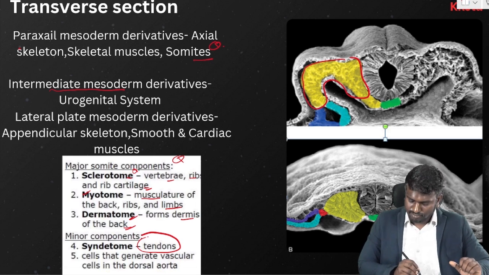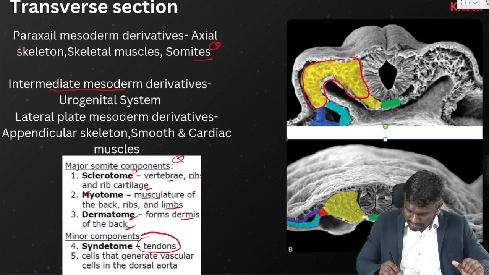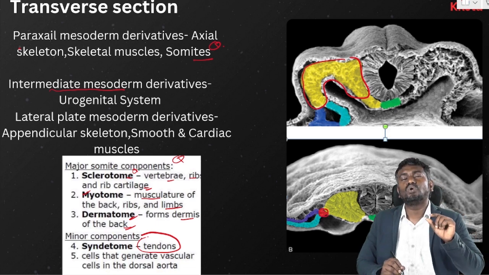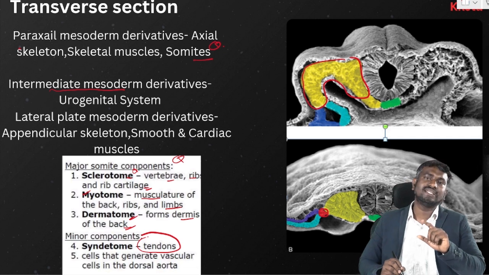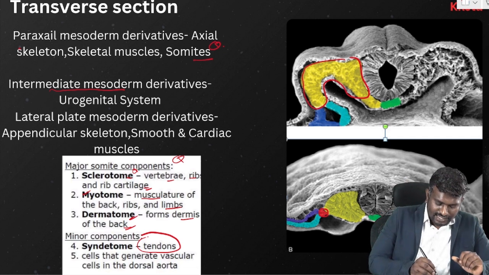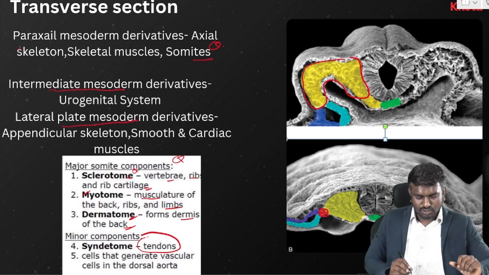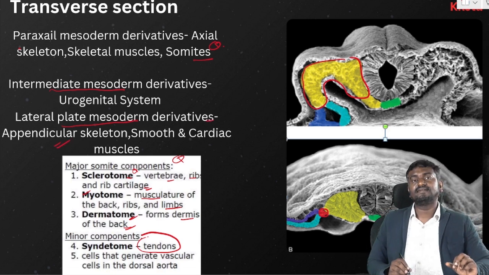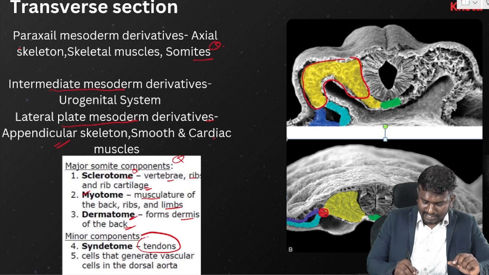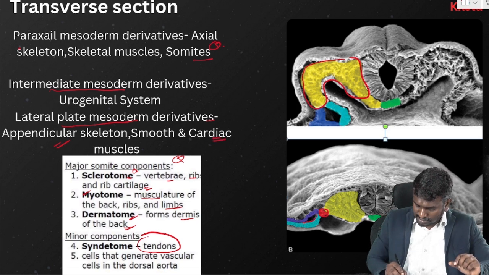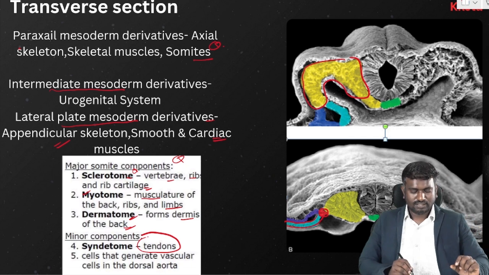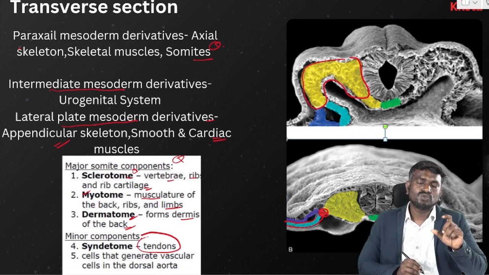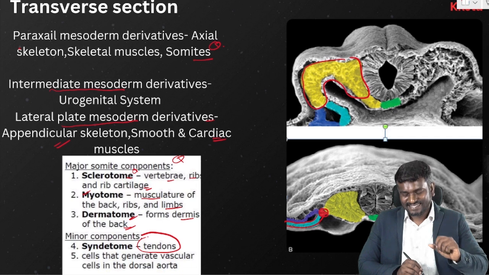Now, intermediate mesoderm, very important. Intermediate mesoderm is going to form what? The red one right over here forms the urogenital system. Urogenital system. Good. The lateral plate of the mesoderm gives derivatives to the appendicular skeleton, smooth, and the cardiac muscles. This region right over here is going to give rise to what? Appendicular skeleton, smooth, and the cardiac muscles.